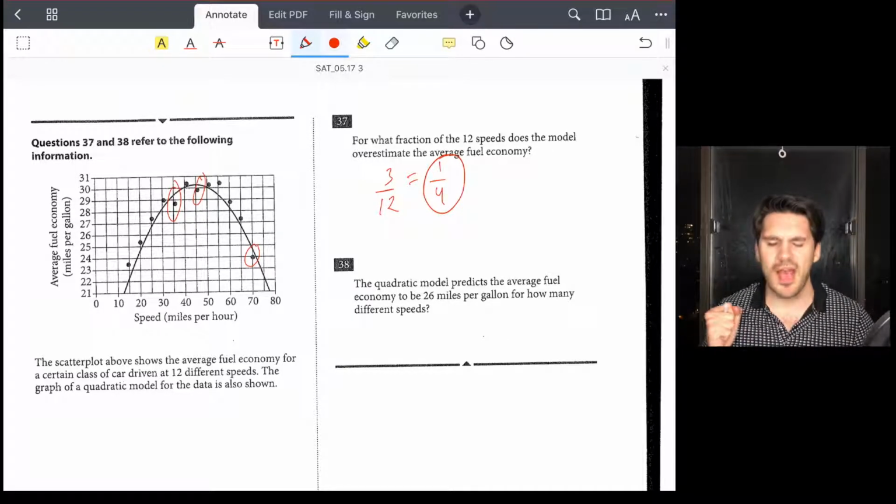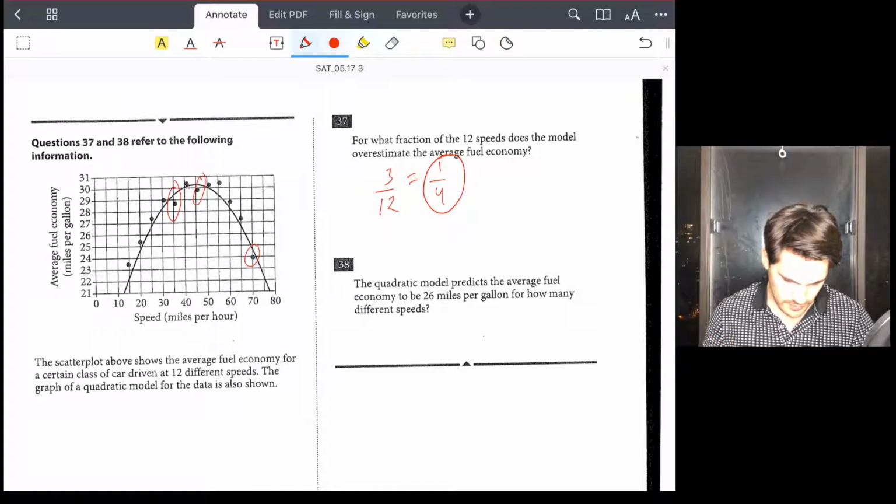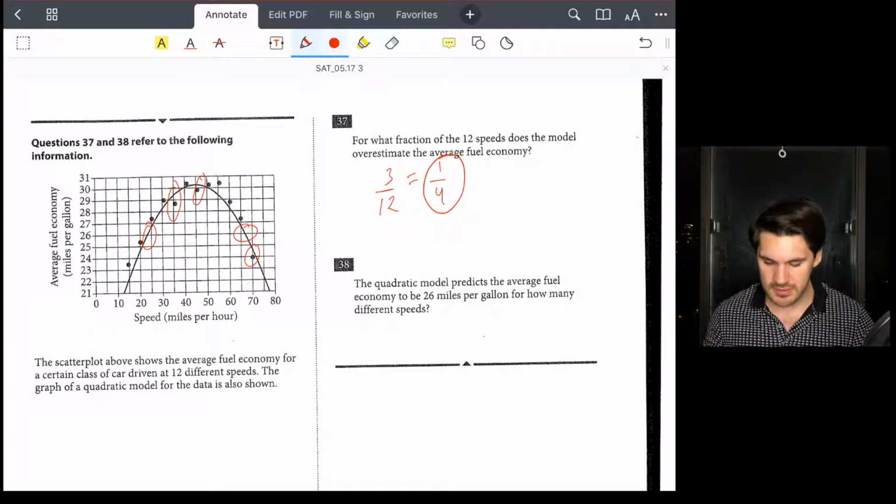And last question. The quadratic model predicts the average fuel economy to be 26 miles per gallon for how many different speeds? Let's see where it's 26. It's 26 right over here. It's 26 right over here. That's it. It's 2 speeds. Boom. Done. That's it. We are done.